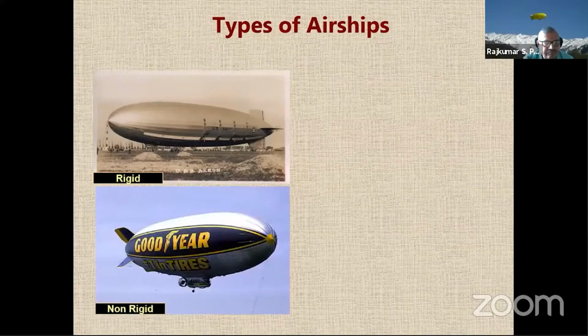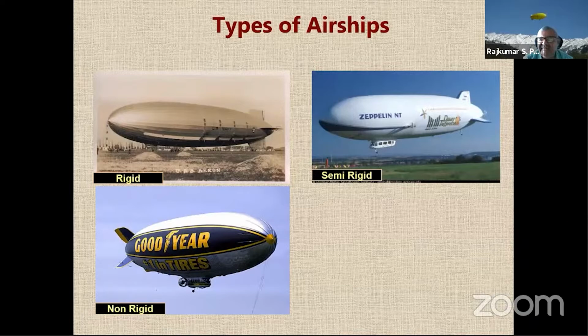The other extreme is a non-rigid airship, in which there is no structural member inside. The shape is maintained purely by internal overpressure. Yes, there are some ropes, etc. inside which are there to transfer the load, but there is no solid structural element inside. Then we have, in between these two, the semi-rigid. So does anybody know about semi-rigid airships? You are doing a course on LTA systems. Can you tell me the difference between rigid, non-rigid and semi-rigid?